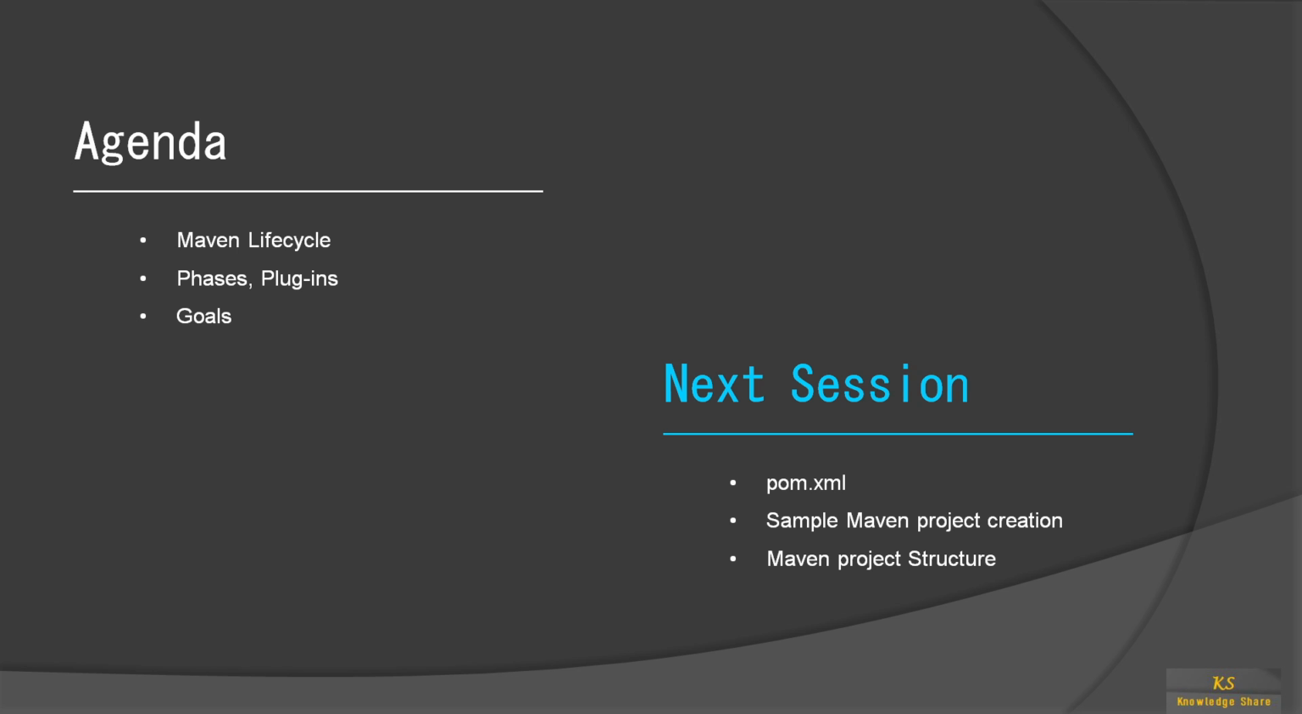In the previous session we have seen what is Maven, how to install or download Maven, and how to set up environment variables for Maven. So in this session we are going to discuss what are the life cycles of Maven, what is a phase, what is a plugin, and what are goals that are defined for Maven.